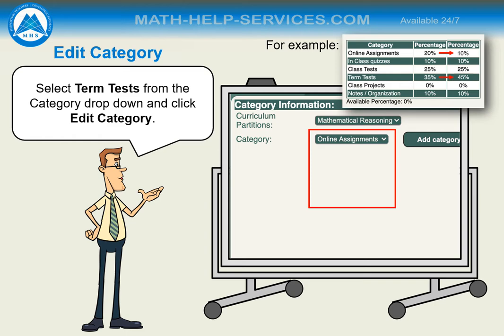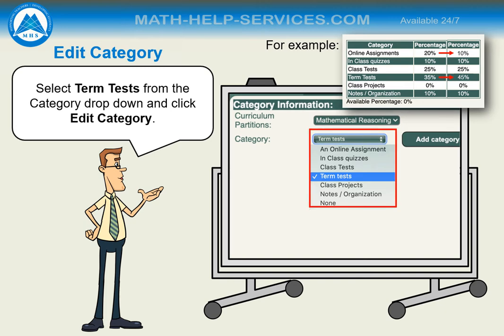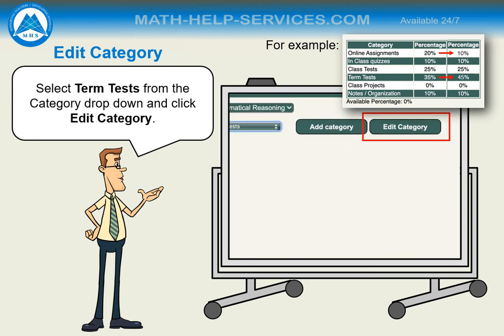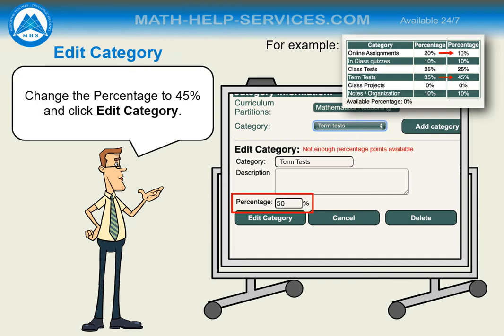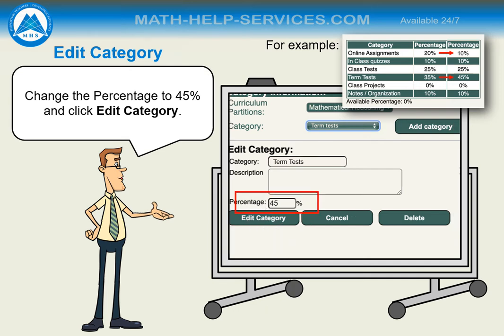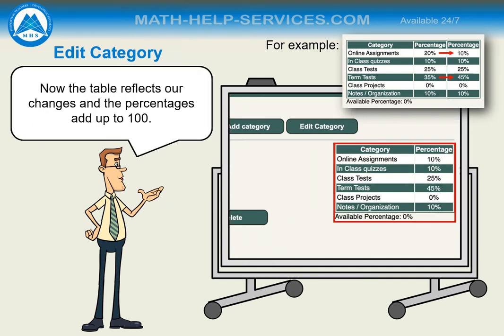Select Term Tests from the category drop-down and click on Edit Category. If you try to increase the weighting by more than the available percentage, you will receive an error message. Change the percentage to 45% and click Edit Category. Now the table reflects our changes and the percentages add up to 100.